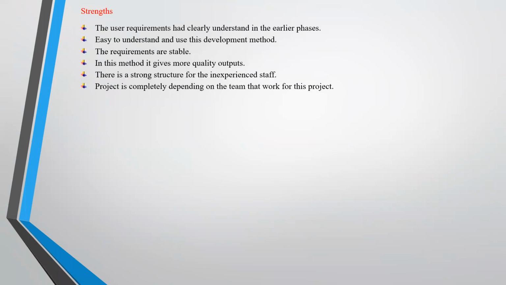Strengths in the software development life cycle. The user requirements are clearly identified in the early phases. Easy to understand and use this development method. The requirements are stable. In this method, it gives more quality outputs. There is a strong structure for inexperienced staff. The project is completely dependent on the team that works for this project. Drawbacks.